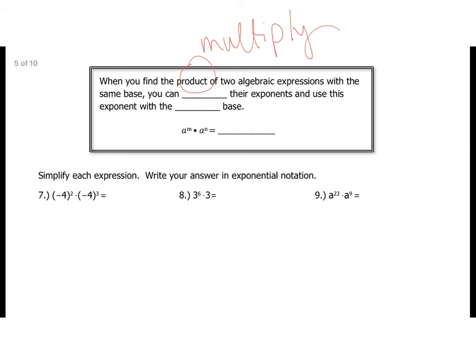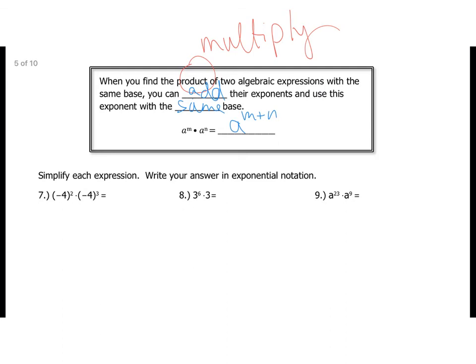So when you find the product of two algebraic expressions with the same base, you can add their exponents and use this exponent with the same base. So a to the m times a to the n is going to be a to the m plus n. Go ahead and try the next three on your own, see if you can figure them out. So pause and then come back and see if you did it right.